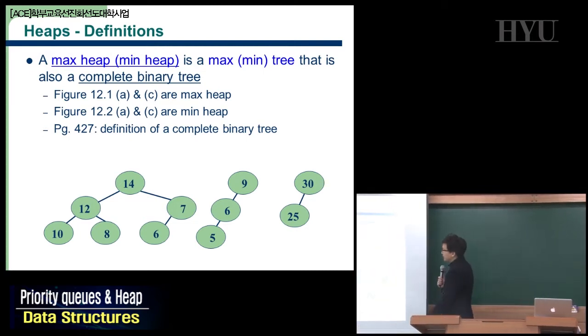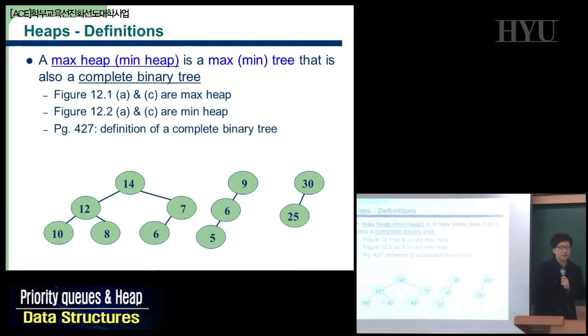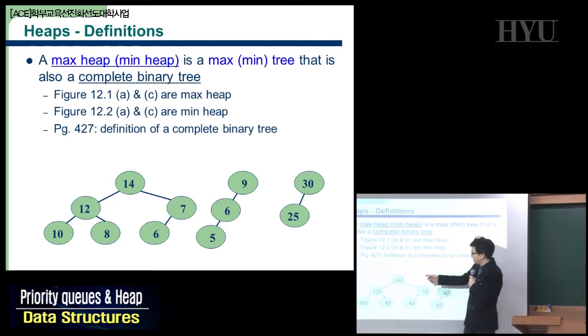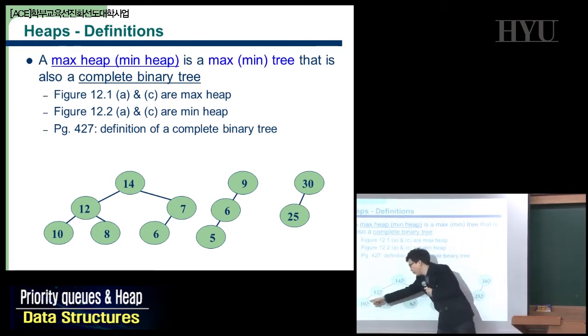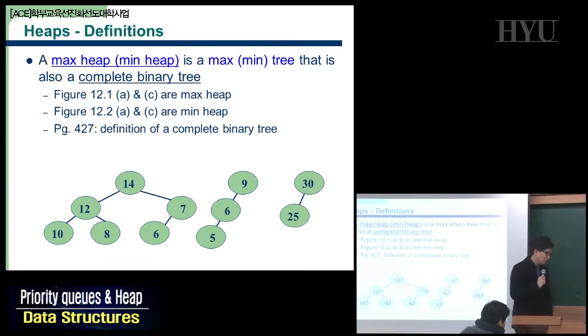This first one, is it a complete tree? How do I tell that? I usually do this: I just number the nodes myself, 1, 2, 3, 4, 5, 6. Okay, I don't have any numbers empty in between.